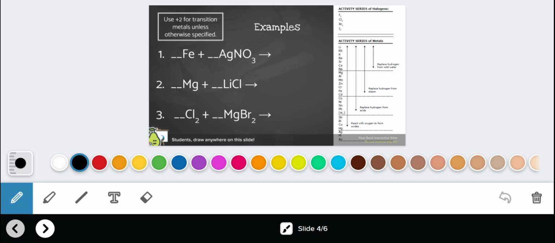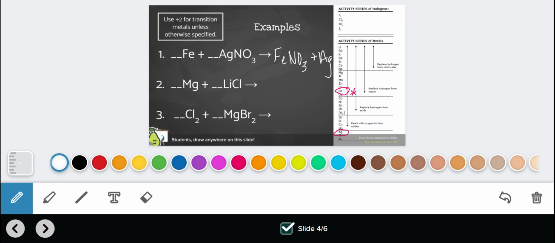All right, so let's look at some examples. For the first one, we have iron reacting with silver nitrate. So we need to find iron on our reactivity series, and we find iron is right here. And then we find silver, which is right here. Now, because iron is higher than silver, this reaction will work. So that means that iron will replace silver. So iron will combine with nitrate, leaving silver by itself.